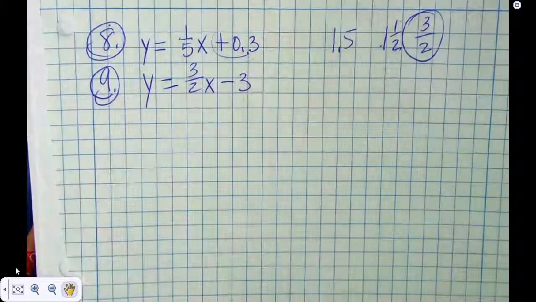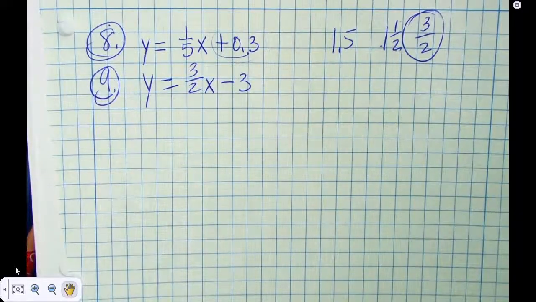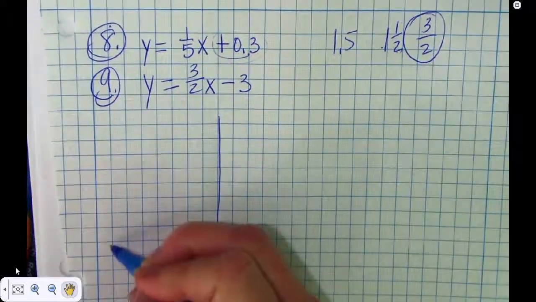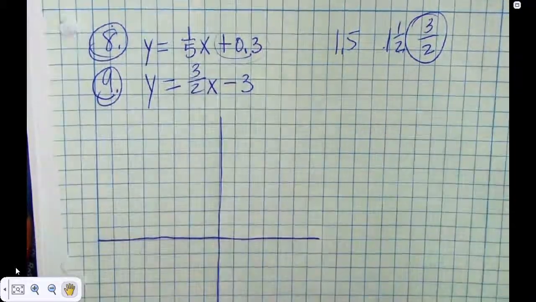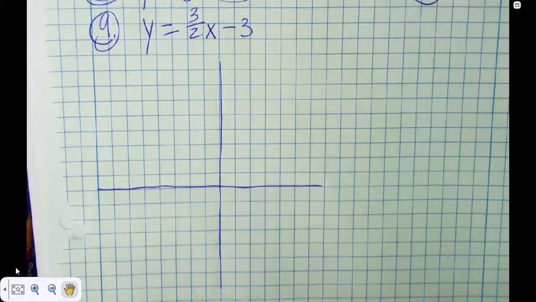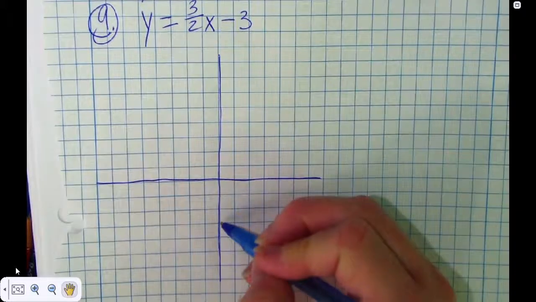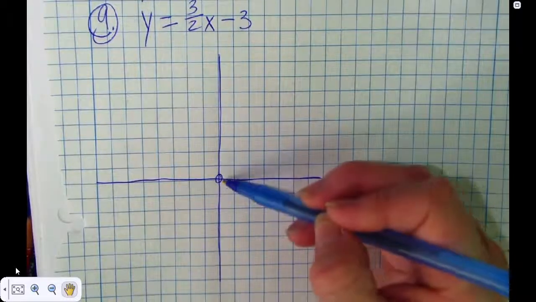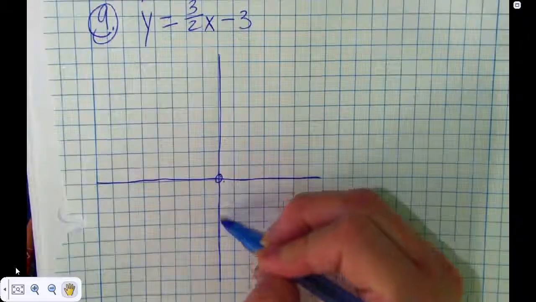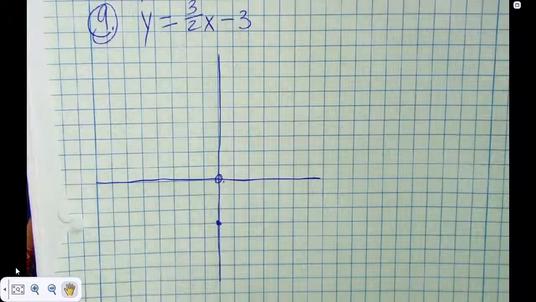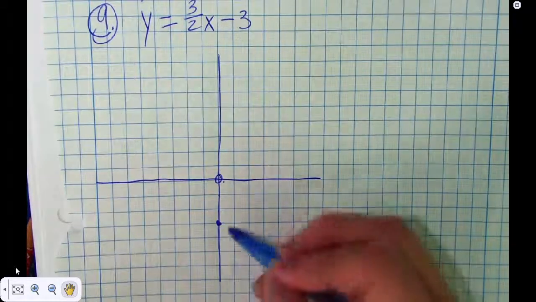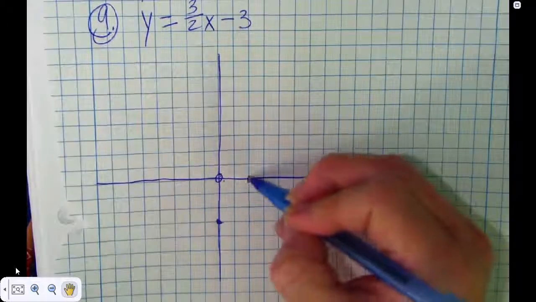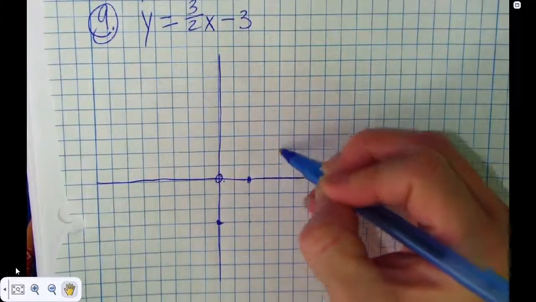Good. Would love for everybody to say that. Now we're going to go graph it. Where are we going to start our line? -3. Guys, here's 0. On the y, you're going to go 3 below 0. 1, 2, 3. Put your point. We're going to run how many? 2 and up 3. Run 2, up 3.